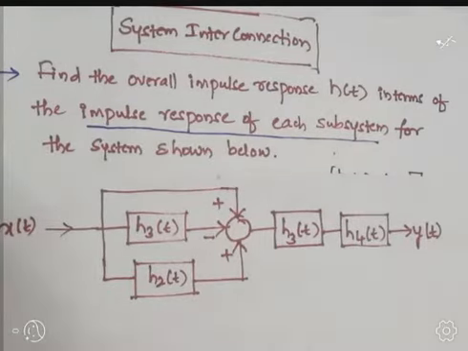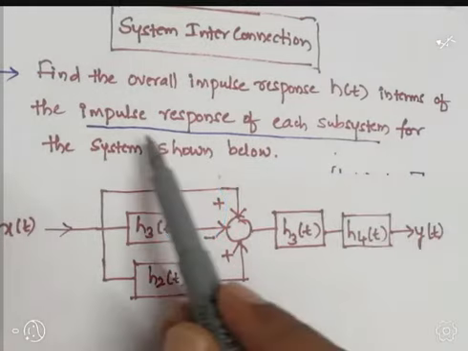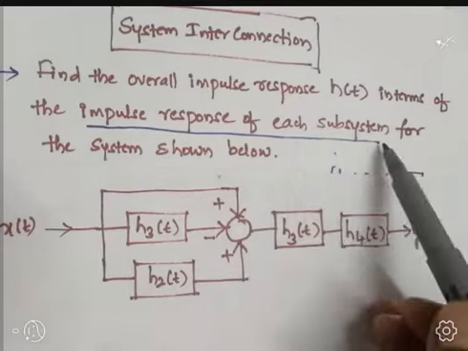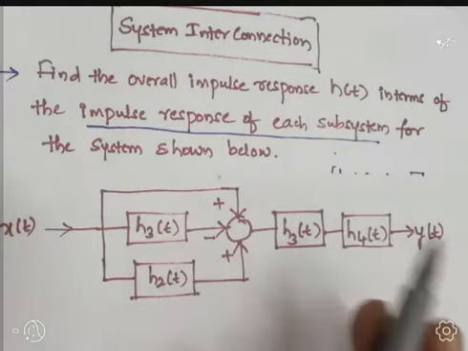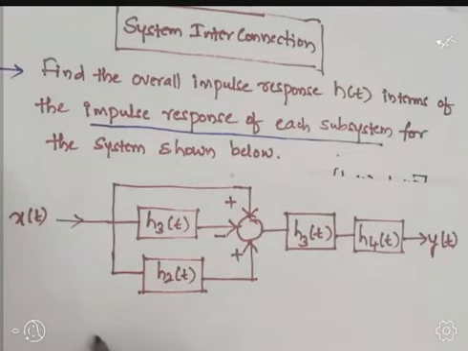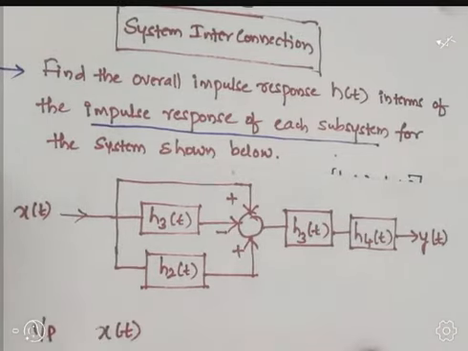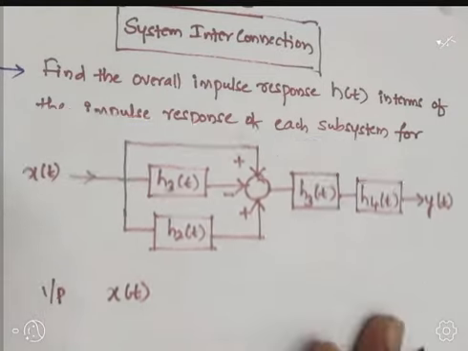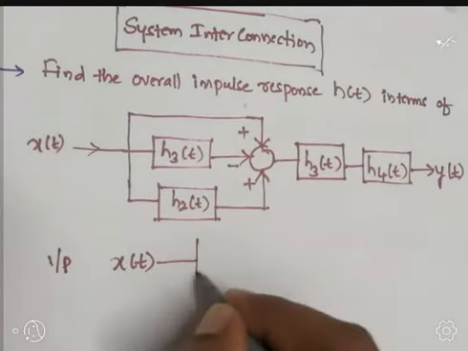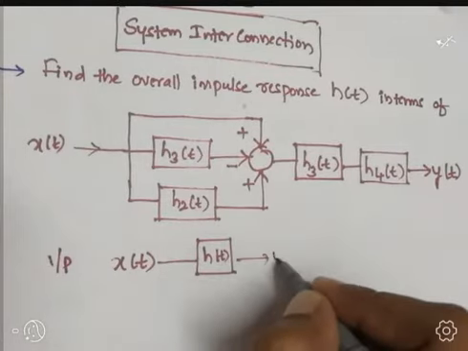Find the overall impulse response h of t in terms of the impulse response of each subsystem for the system shown below. This is the system. As we discussed in the previous example, x of t is the input of the continuous time system, and we have to find the output of this system, that is y of t.